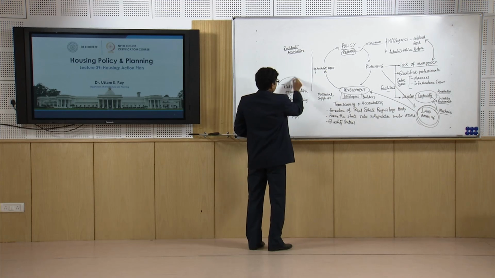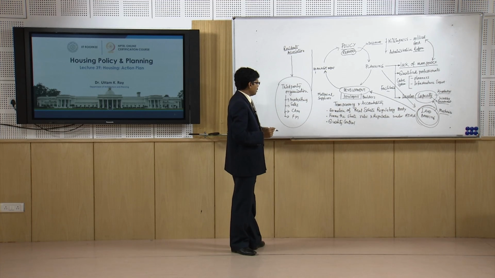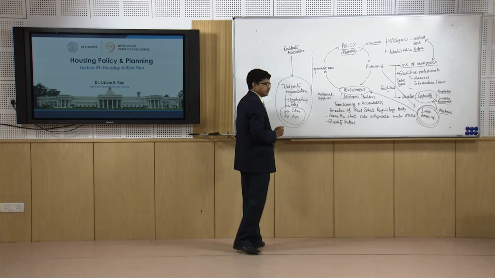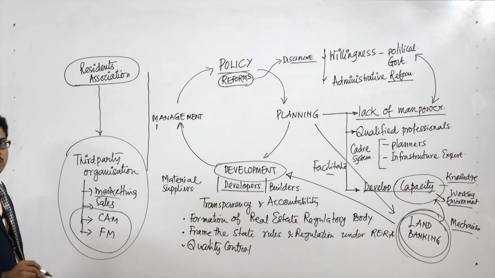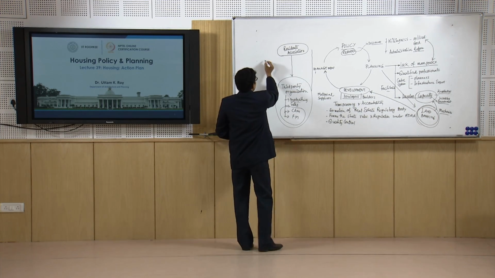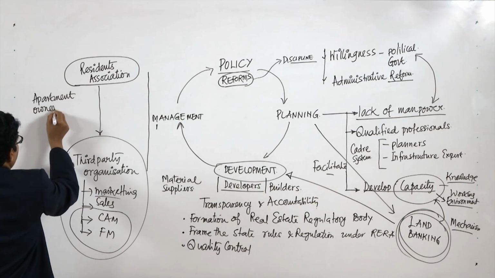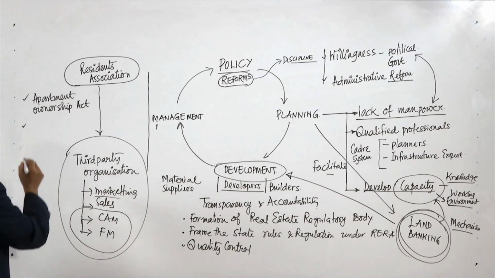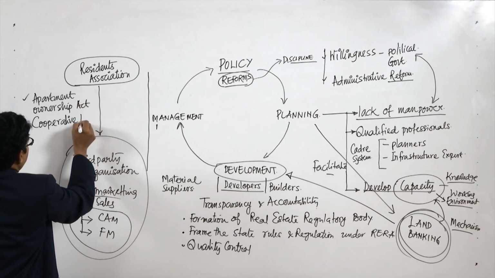Now the residents association is supposed to control the operation of the third party organization in executing these works, not exactly the marketing and sales, but after possession, the common area maintenance and facility management. So there the role of the residents association is very important. Right now a few state governments have the modalities to frame the residents association in terms of the Apartment Ownership Act, and sometimes it is governed by the Cooperative Act. I discussed this in the Cooperative Housing section, the Cooperative Housing Act.